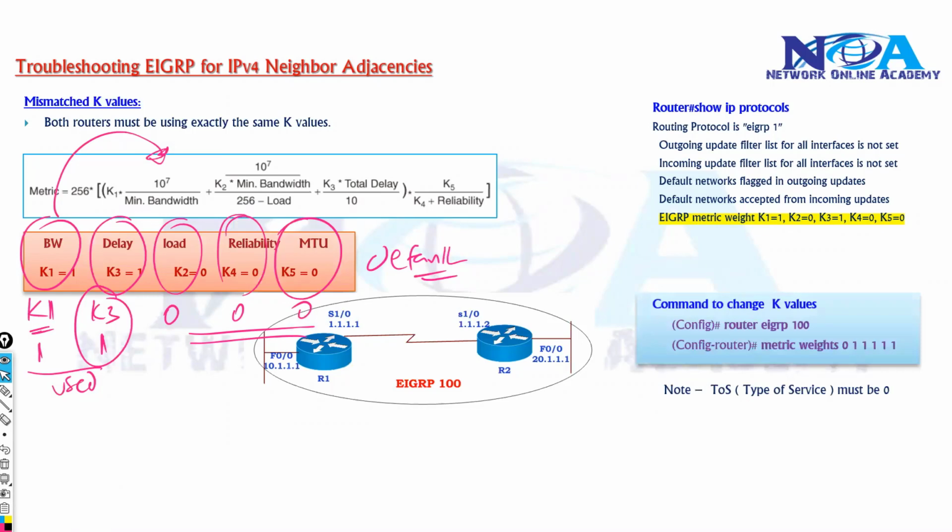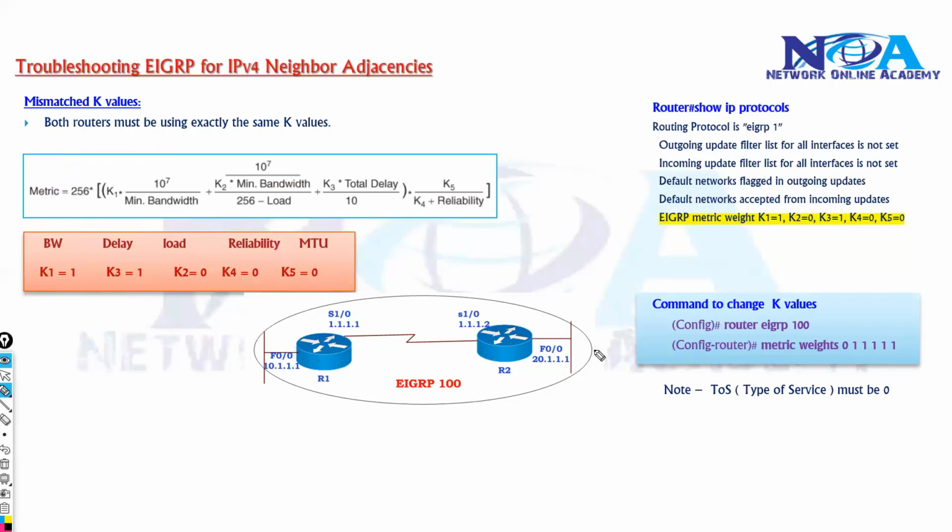Again, practically you may not change these values, but in case someone wants to use these K values, let's say someone wants to use the load as a metric, you can change it to 1, maybe reliability also. Again, not recommended, but if you change the K values on router 1 and you don't change on router 2, or rather you need to change on every router, because if there are 4 or 5 routers, every router must match the same K values. If there is any mismatch of the K values, then the neighborship is not going to establish.